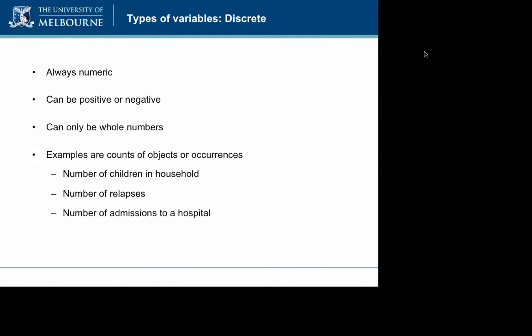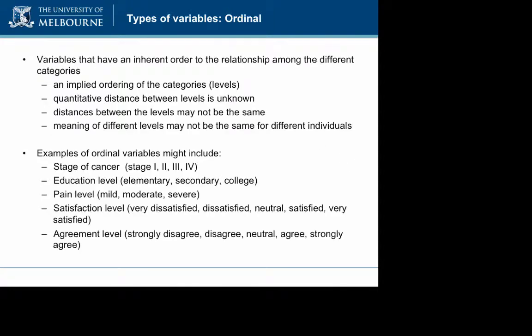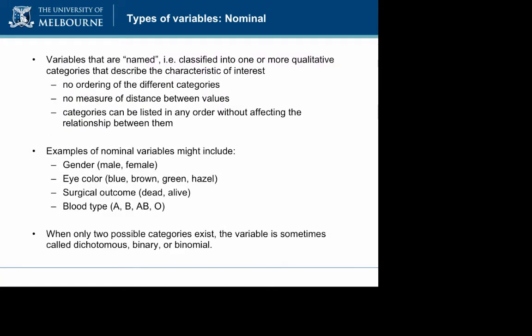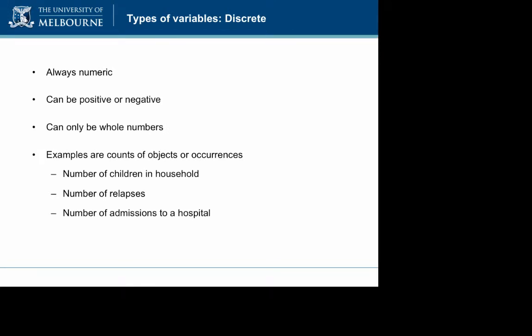So yeah, discrete variables are numerical, can be positive or negative, but they have to be whole numbers. For example, that's number of children or number of admissions to hospital.